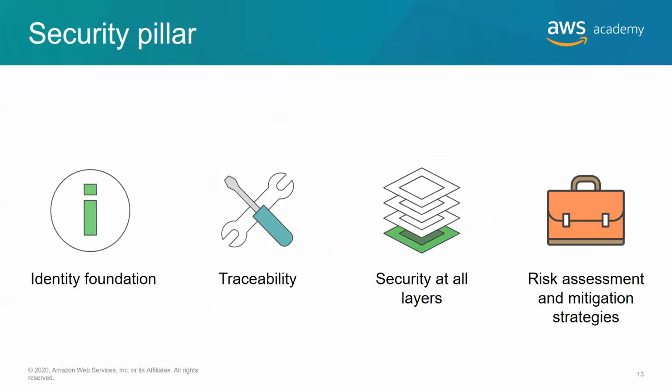Security pillar, right? So you're going to identify the foundation. You're going to trace it, right? Secure at all layers. We're going to secure all the layers here. Risk assessment and mitigation strategies will be taken care of. Got it? So first you're going to identify the foundation. We're going to trace it, and after tracing it, you're going to provide a fix if there is any problem, right? Or you're going to give security to all layers, right?